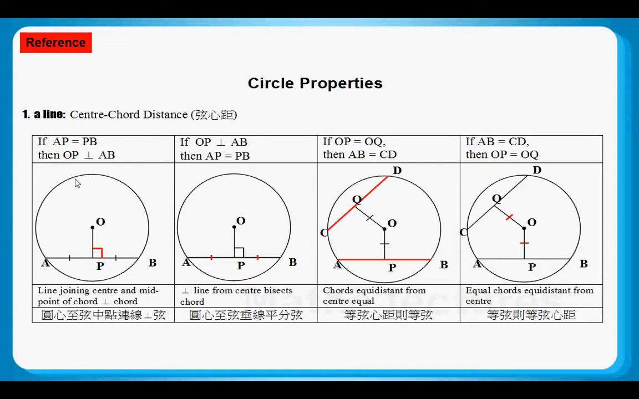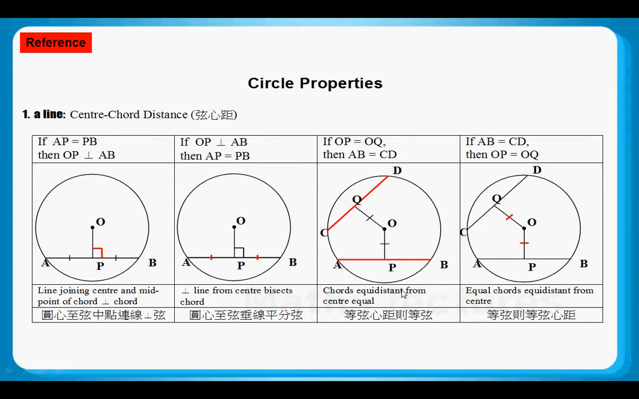Because if even, then perpendicular. Line joining center and midpoint of chord, which is talking even, then perpendicular to the chord. If perpendicular, then even. Perpendicular line from center bisects chord. If perpendicular line from center, then even, bisect chord.